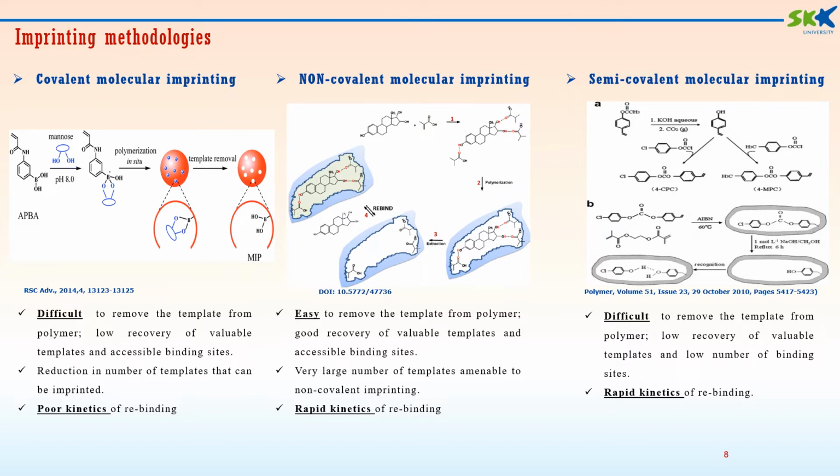Once we need to remove the template, it is more difficult because it is covalently bound to the monomers, and that results in a reduction in the number of templates that can be imprinted. Actually, this method has some poor kinetics of rebinding. In contrast, non-covalent molecular imprinting could involve electrostatic interaction, hydrogen bonding, and dipole-dipole interactions. All such kinds of interactions we call non-covalent interactions between the monomer and the template.